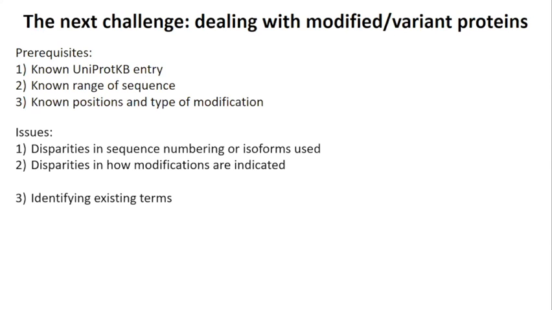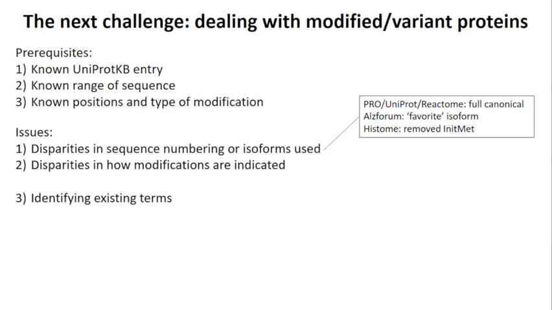Well, the first potential issue is dealing with disparities in how sequences are numbered, or which isoform is used as a reference for that numbering. For example, Pro, UniProt, and Reactome all use full sequence numbering, that is with the initiator methionine in place, using the canonical isoform, while Alzforum has a preferred non-canonical isoform for one particular protein that they deal with, and Histome numbers its positions as if there was no initiator methionine. In the latter case, for example, lysine 9 in Histome would be lysine 10 in Pro.